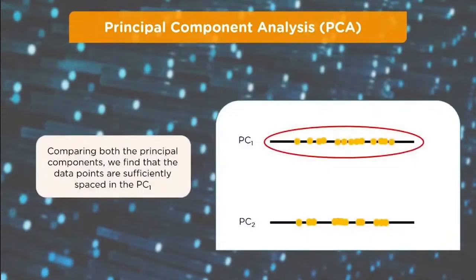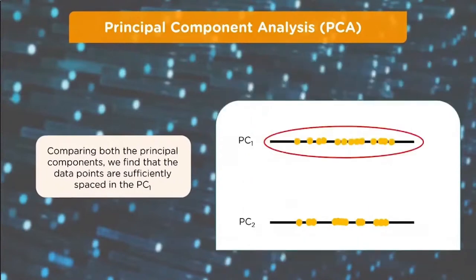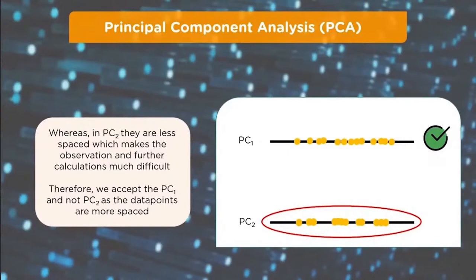Comparing both the principal components, we find the data points are sufficiently spaced in PC1. So if you look at what we got here, we have PC1. You can see along the line how the data points are spaced versus the spacing in PC2. And that's what they're coming up with. What is going to give us the best look for these data points when we combine them? And we're looking at them from just a single angle. Whereas in PC2, they are less spaced, which makes the observation and further calculations much more difficult. Therefore, we accept the PC1 and not the PC2, as the data points are more spaced.